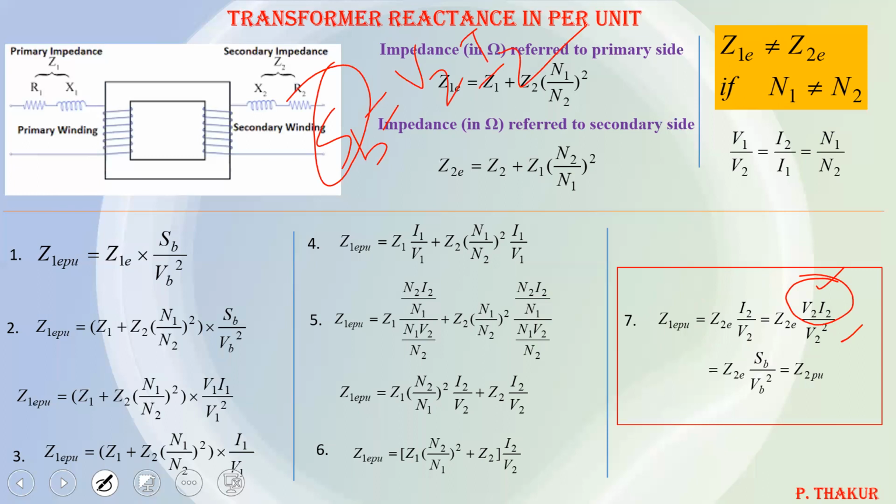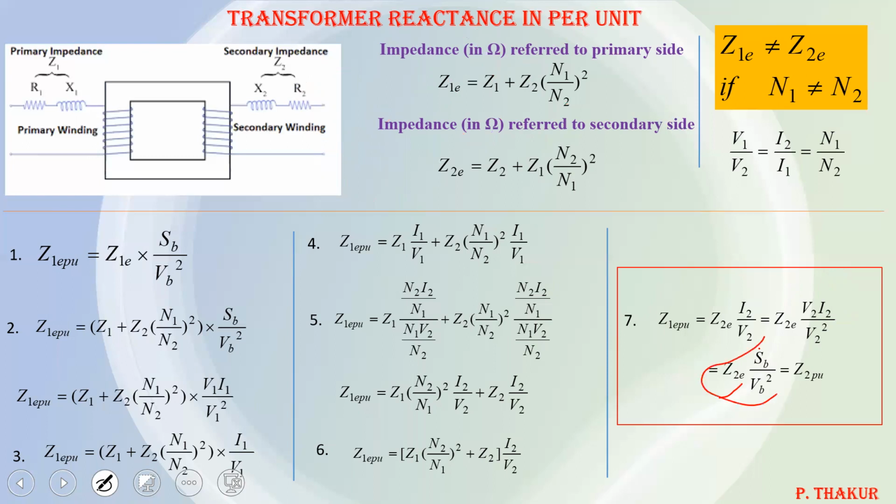And what is V2? V2 is the base voltage for the secondary side. So in place of V2 I2, you can write SB, and in place of V2, you can write VB. So you will get this expression: actual value of total impedance referred to the secondary into SB divided by VB square. So what is this? This is per unit value of secondary impedance, total impedance referred to the secondary.